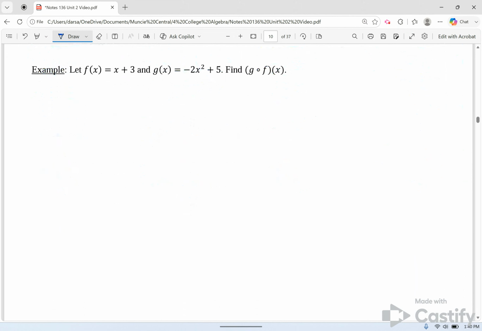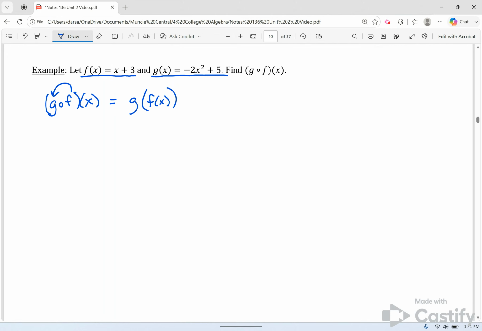Now, let's look at this from a slightly different perspective. Remember, when we had f plus g of x, our answer was some sort of equation looking thing. Well, just like before, if we have g of f of x, this answer is going to be an equation-y looking thing. Now, notice our f of x has changed slightly. f of x is x plus 3, and g of x is still negative 2x squared plus 5. What does g of f of x mean? It means take the f of x and plug it into the g of x.